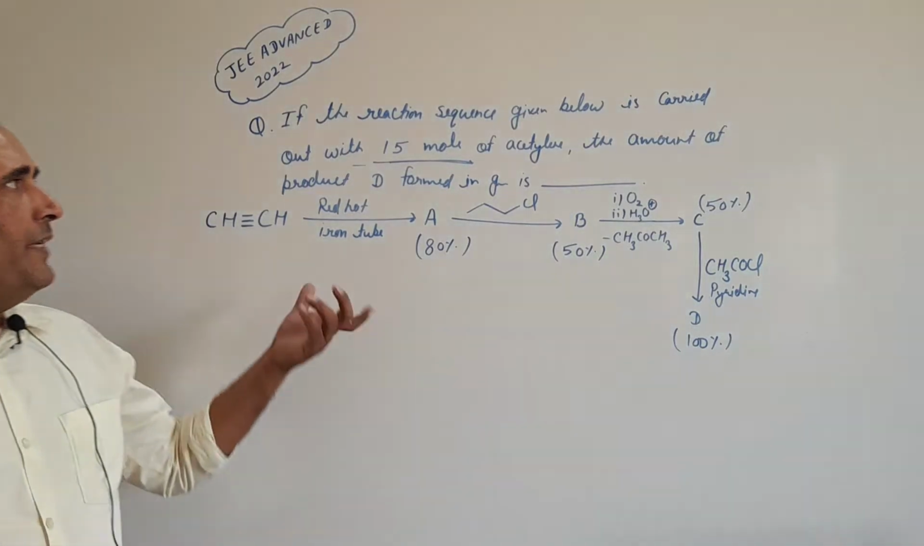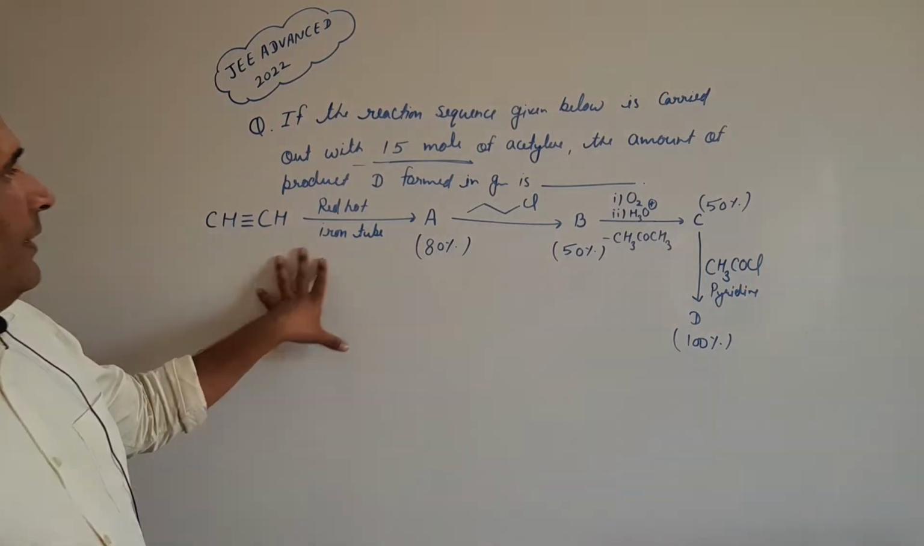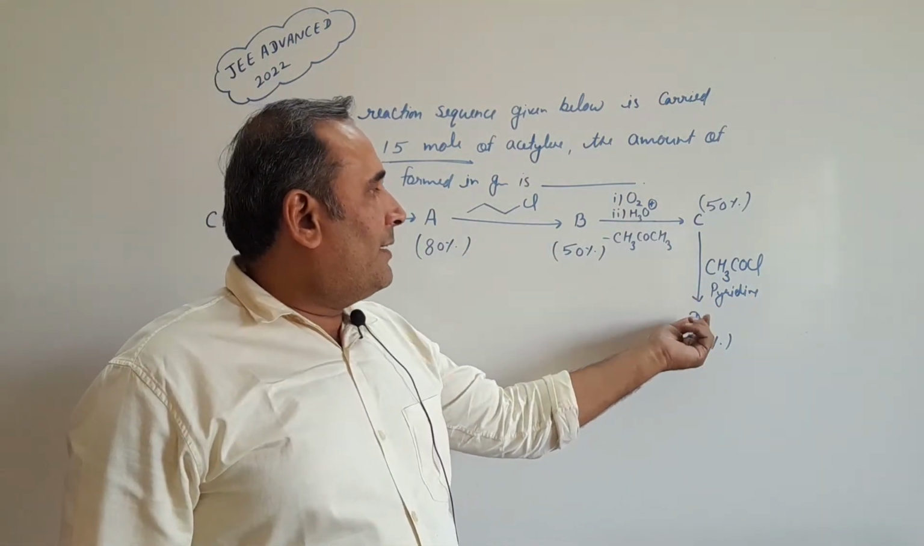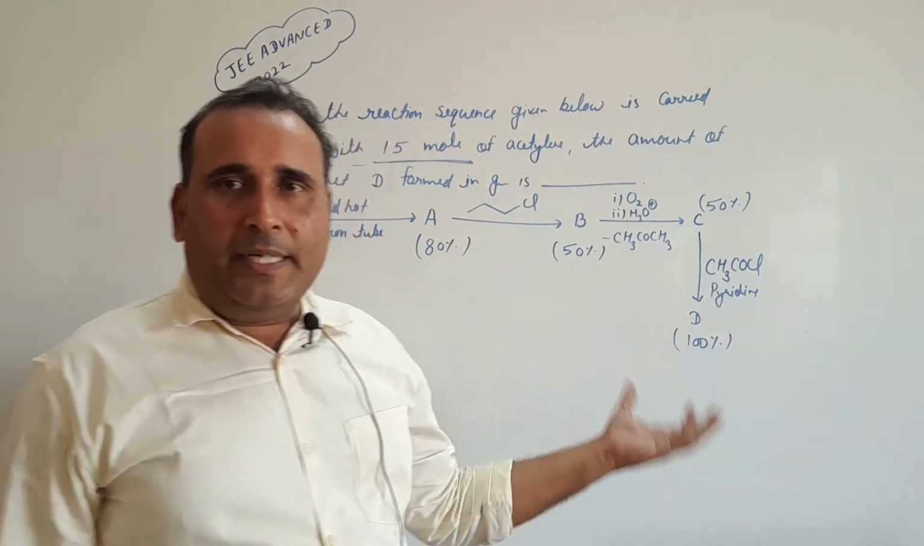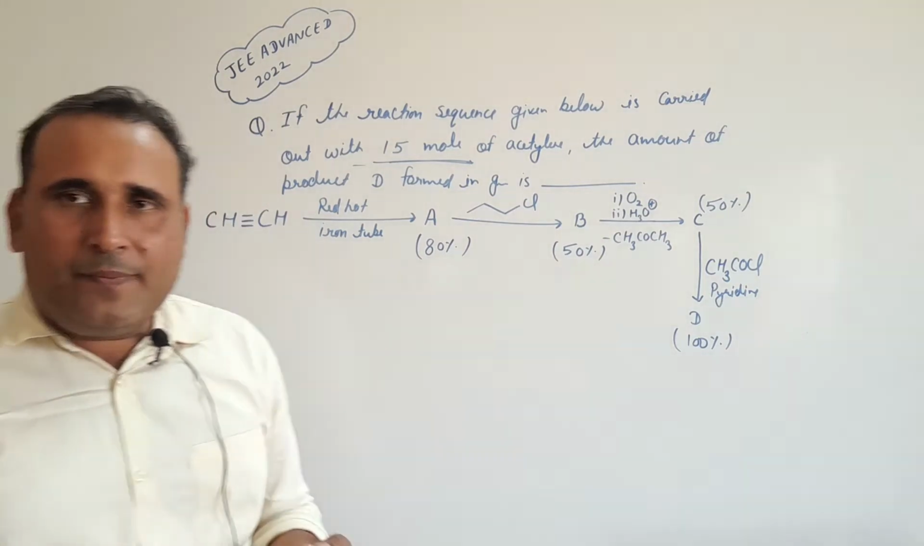Let's see a question of JEE Advanced 2022. In this question, we are given a sequence of reactions. At the end of this sequence, we get product D, and we have to find out the mass of D. So how can we solve this question?